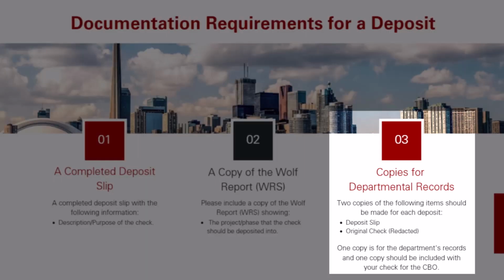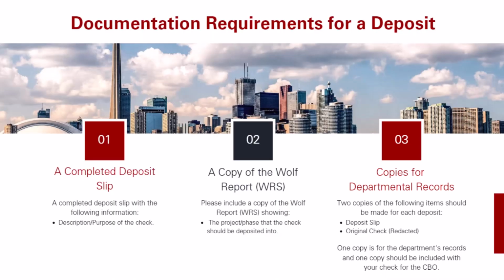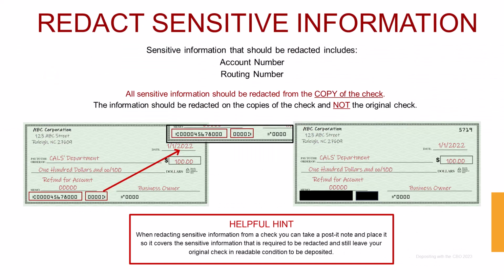2 copies of the following items are required: the deposit slip and the original check with any sensitive information redacted. One copy is for the department to retain for their records, and the other copy should be included with the check for the CBO.